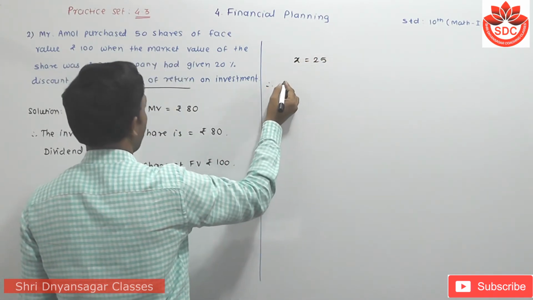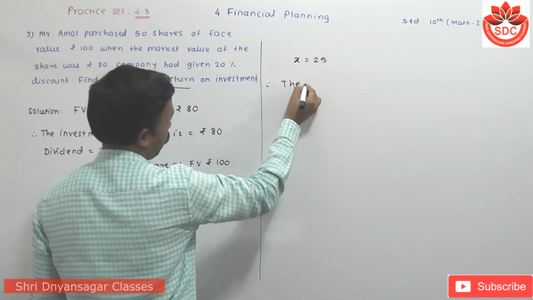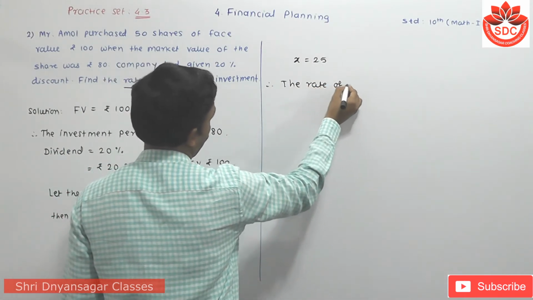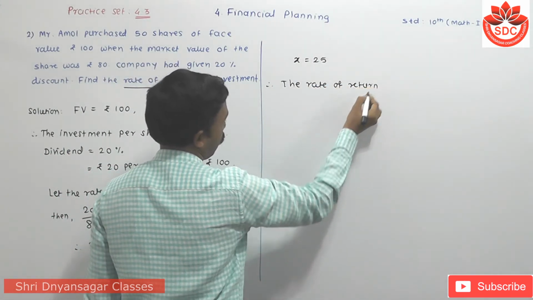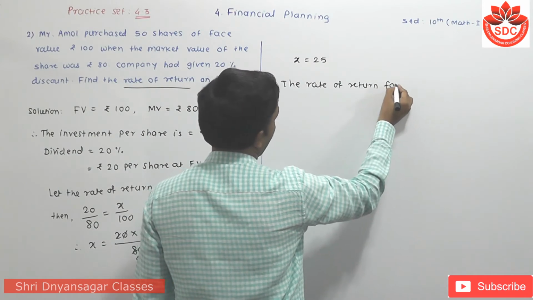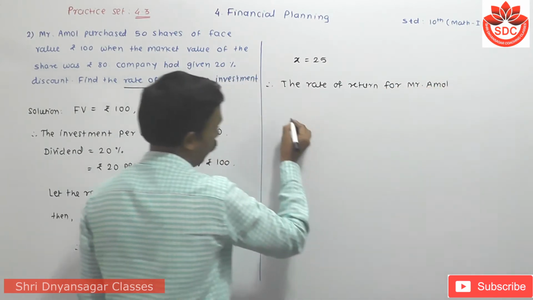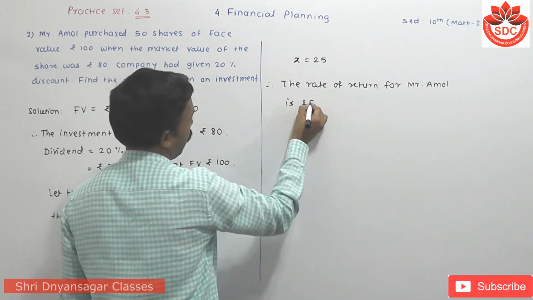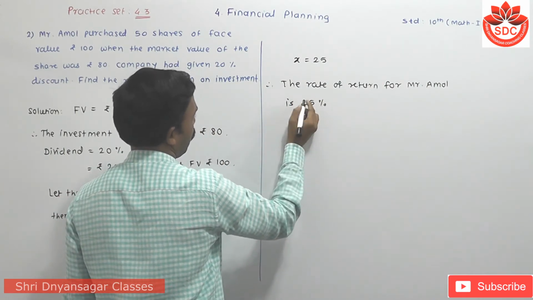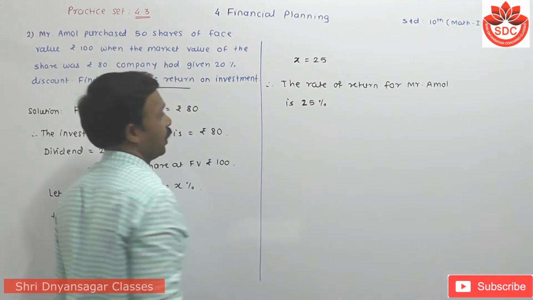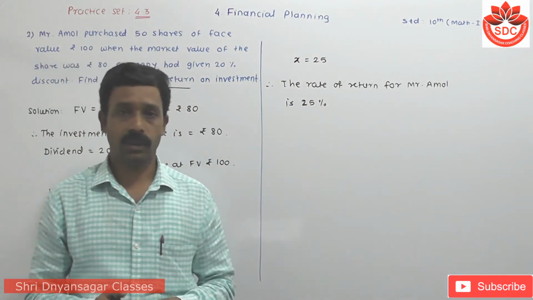Therefore, the rate of return for Mr. Amol is 25%. Okay, we take the next question.